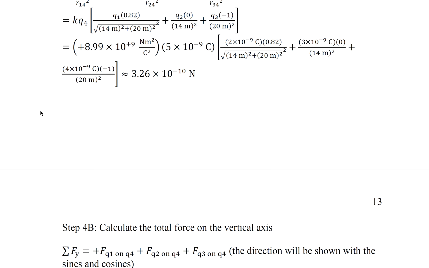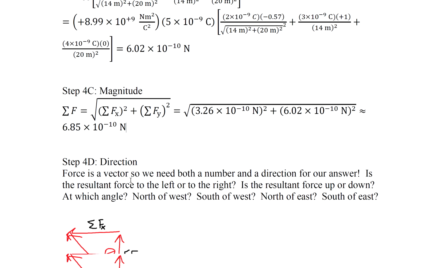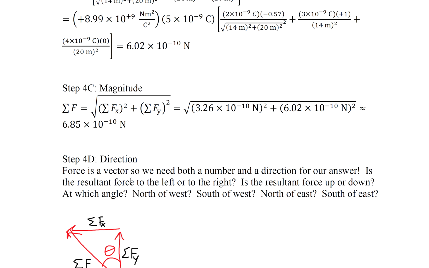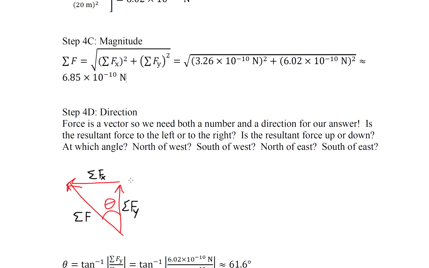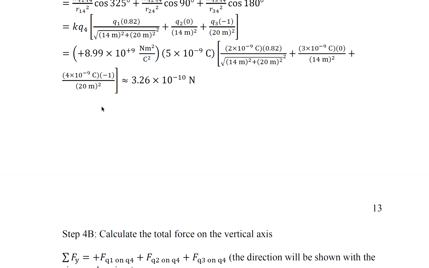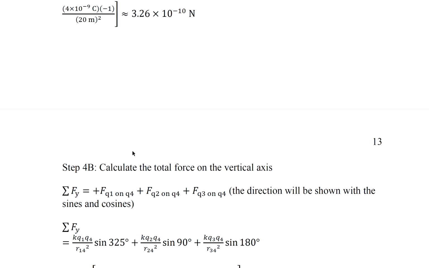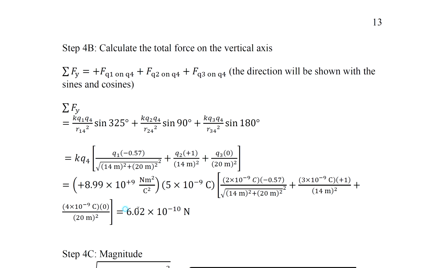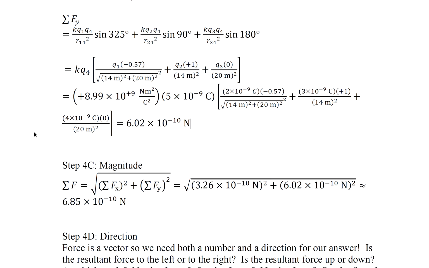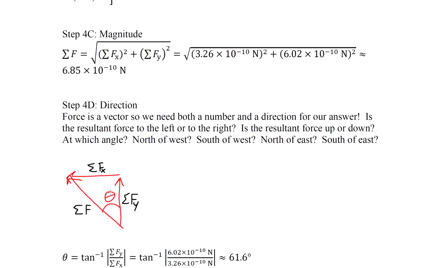So f sub x is positive. F sub y is positive. So we're going to have to get a theta. And that's going to be 61.6 degrees. So this image is not correct because, once again, f sub x is positive, so draw an arrow going to the right. F sub y is positive, draw an arrow going up. And we're going to find the magnitude here, which is the hypotenuse. And what's theta? It's this.